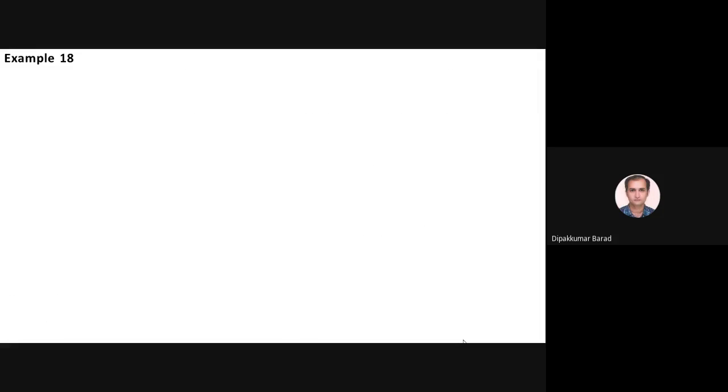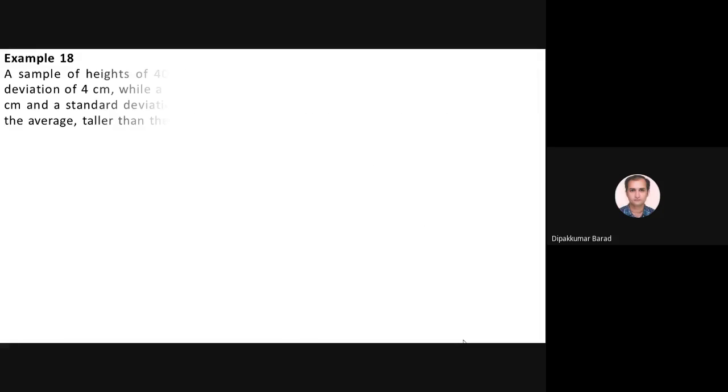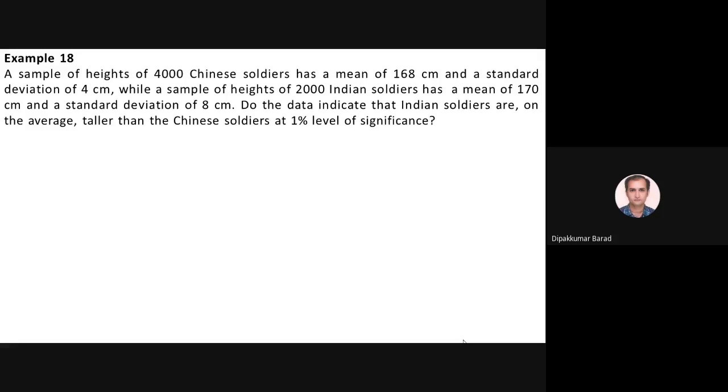Now example number 18. Samples of heights of 4,000 Chinese soldiers has a mean of 168 centimeters and standard deviation of 4 centimeters, while a sample of heights of 2,000 Indian soldiers has a mean of 170 centimeters and standard deviation of 8 centimeters. Do the data indicate that the Indian soldiers are, on the average, taller than the Chinese soldiers at one percent level of significance?